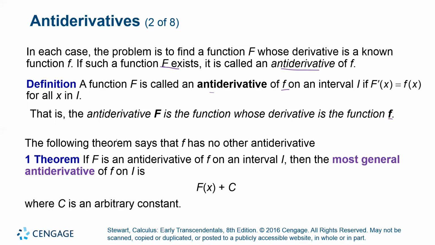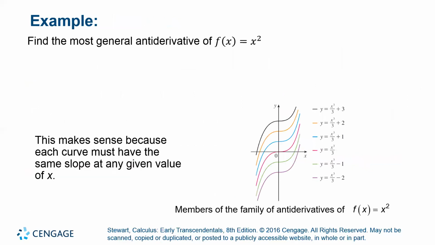So the following theorem says that if small f has no other antiderivative, then this theorem is true. If capital F is an antiderivative of a small function f on an interval, then the most general antiderivative of small f on the interval is given by capital F plus c, where c is a constant. Now, we'll be able to find the value of the constant c. So here is what happens.